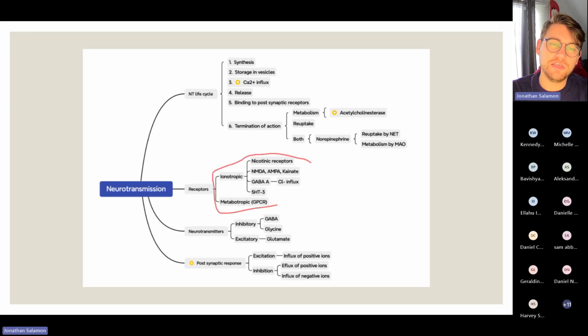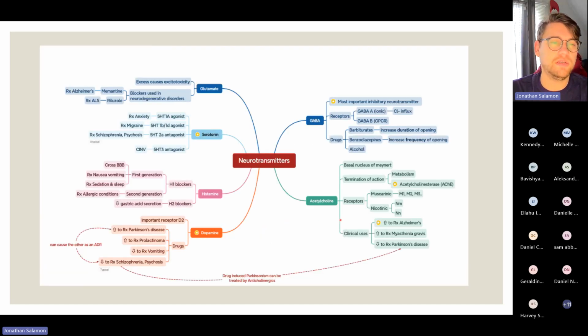Know the difference between the ionotropic and the metabotropic receptors, right? They're almost all ionotropic. Know the inhibitory versus excitatory transmitters, obviously. That shouldn't be too much. GABA. GABA is for inhibition, right? There's a million types of pathology and drugs that work with the GABA.